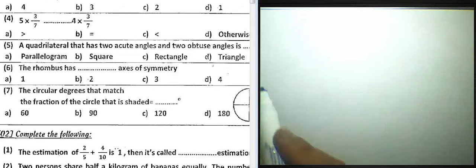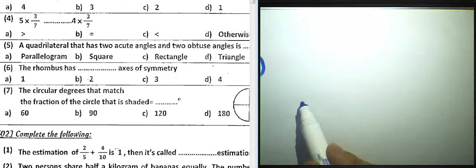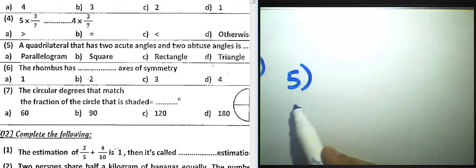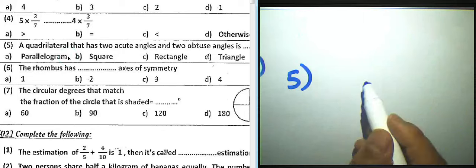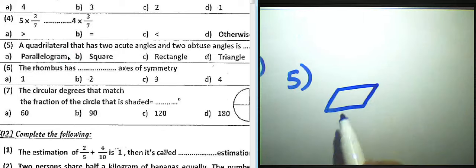Question number 5: a quadrilateral that has two acute angles and two obtuse angles is, what do we call it? Parallelogram, square, rectangle, or triangle? We call it a parallelogram. A quadrilateral that has two acute angles and two obtuse angles, we call it a parallelogram.